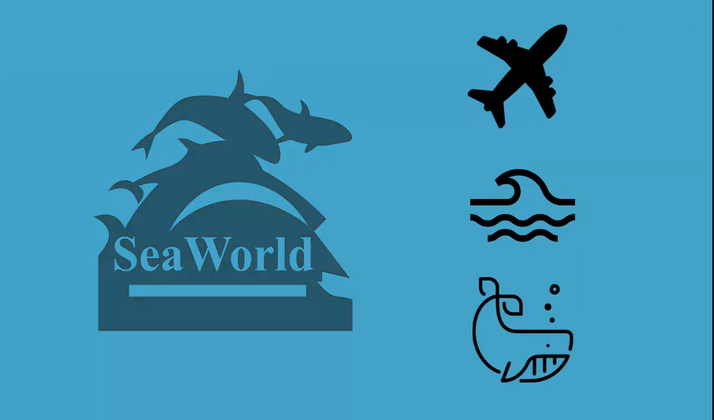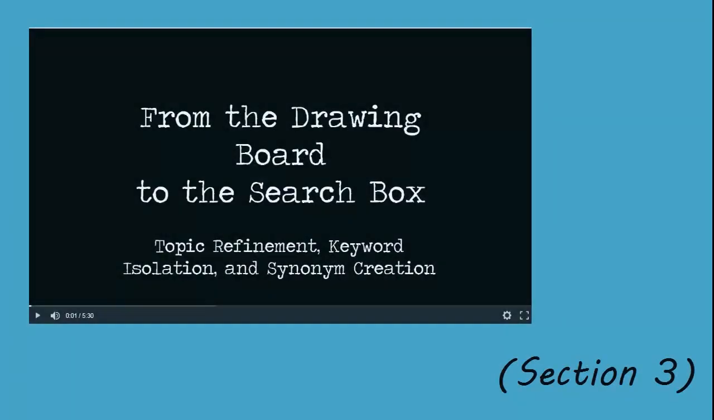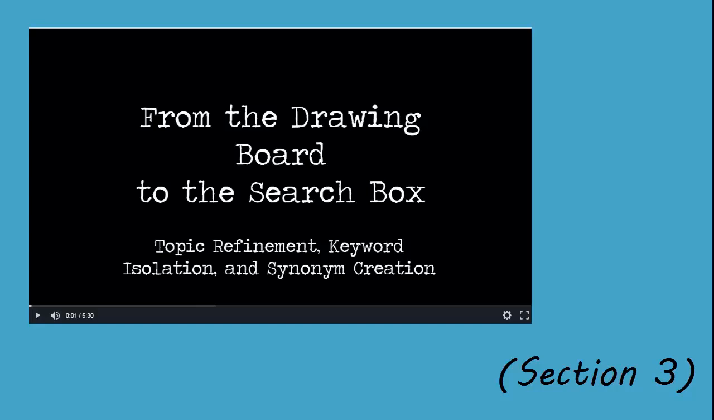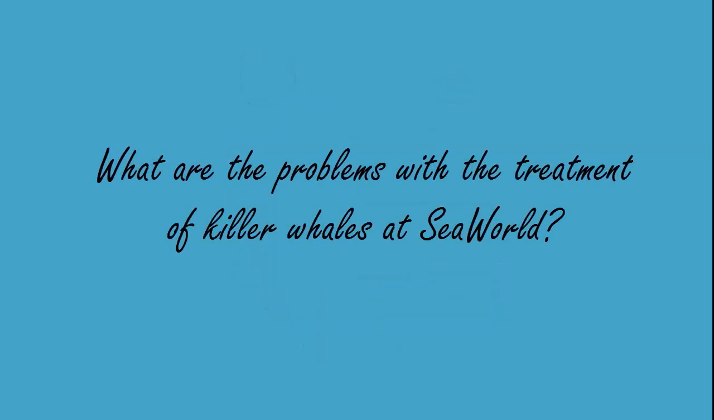You can use the questions who, what, where, when, how, and why to help you figure out exactly what you want to write about. If you need more help doing this, you can go back to the video From the Drawing Board to the Search Box located in Section 3. Once I've narrowed down my topic, I can write it as a complete sentence or ask it as a question. So I'm going to ask, what are the problems with the treatment of killer whales at SeaWorld?